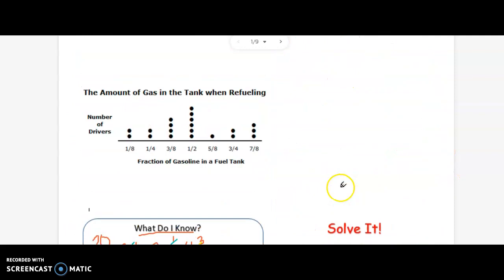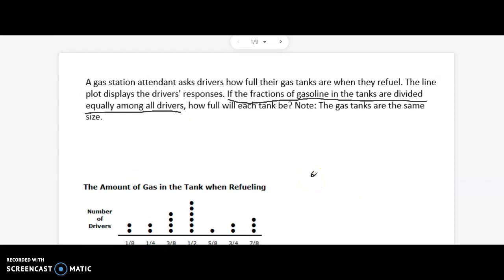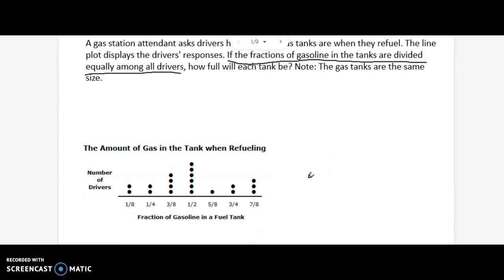So let's go up here and see 1/2 what? What fraction of the gasoline and fuel of tank? It doesn't say the amount. 1/2 what? I guess it doesn't tell us. So we would say that each tank would get 1/2 full. Okay, each tank would be 1/2 full if we evenly divided all of the gasoline.